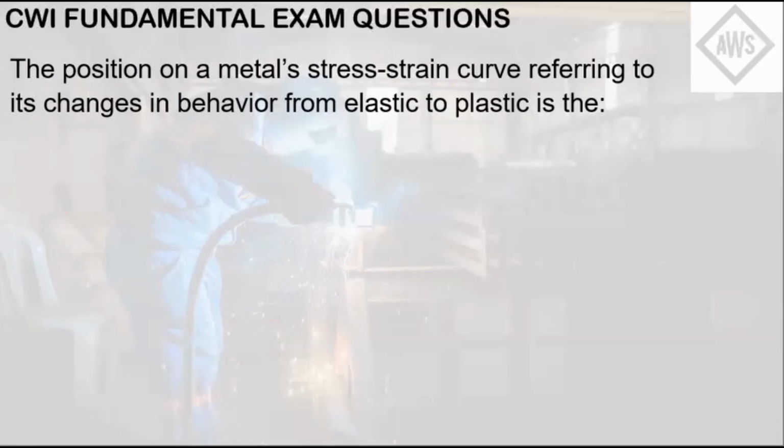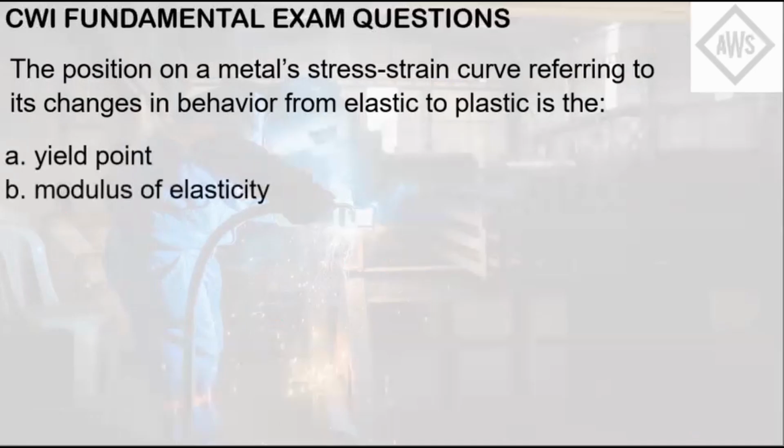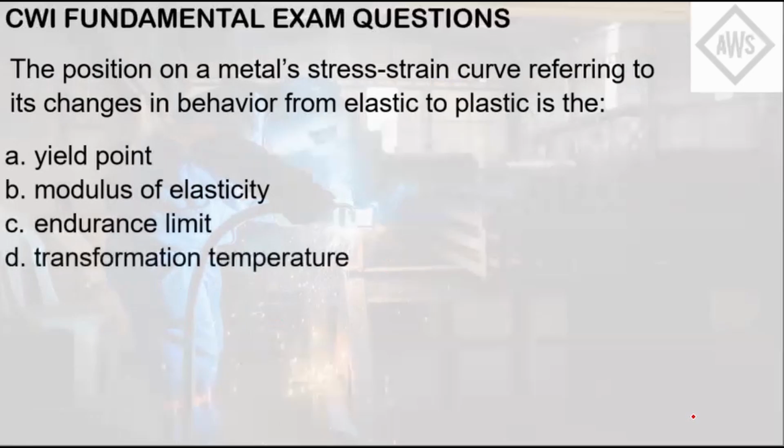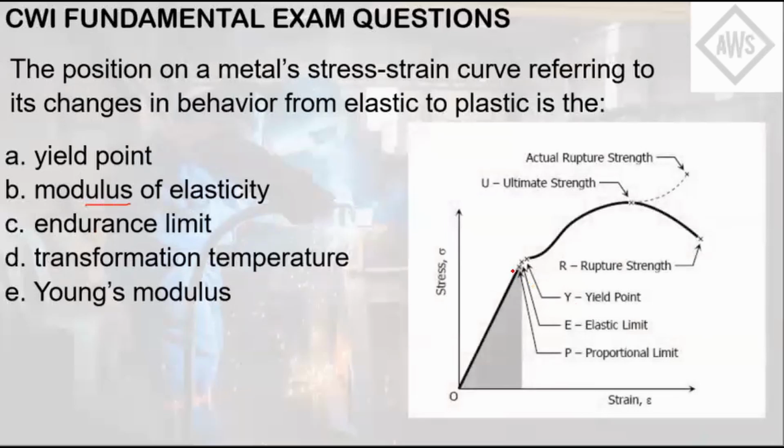The position on a metal stress strain curve referring to its changes in behavior from elastic to plastic is the letter A, yield point, letter B, modulus of elasticity, letter C, endurance limit, letter D, transformation temperature, letter E, Young's modulus. So for letter B here, modulus of elasticity is defined as the stress over strain. It is the slope here, as you can see, the slope up to the proportional limit. So it is just the slope of the proportional limit as calculated by dividing the stress value over the strain.